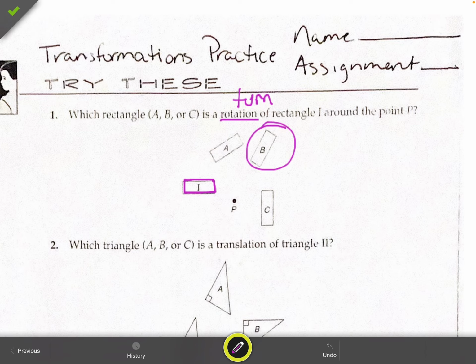B. C doesn't look like it. C looks more like a translation and then a reflection. A, you're not rotating. It's like sliding sideways.